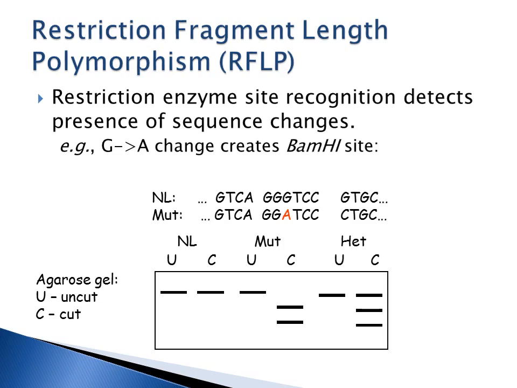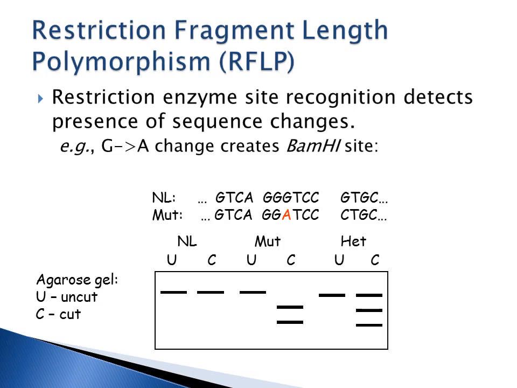Another method is restriction fragment length polymorphism, and this method is a Southern blot. So RFLPs use the Southern blot methodology. It's based on restriction enzyme site recognition to detect sequence changes. If you have an alteration in your sequence, you are going to either delete or possibly generate a restriction endonuclease site. So for example, in a specific region of DNA, you have a G to A mutation.